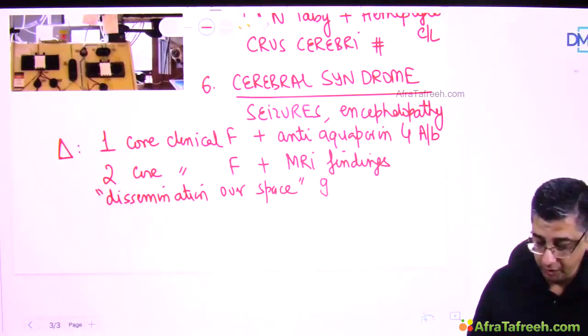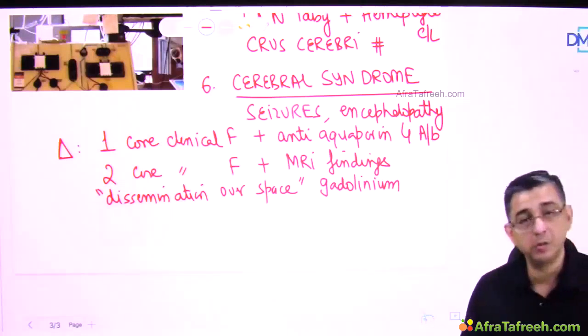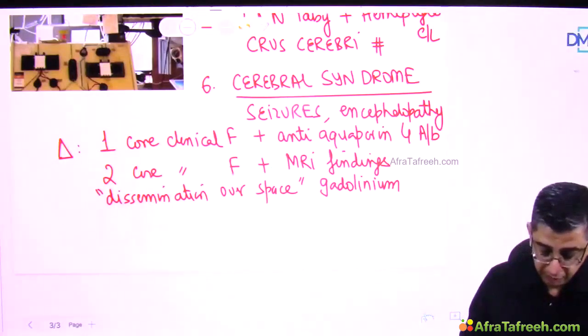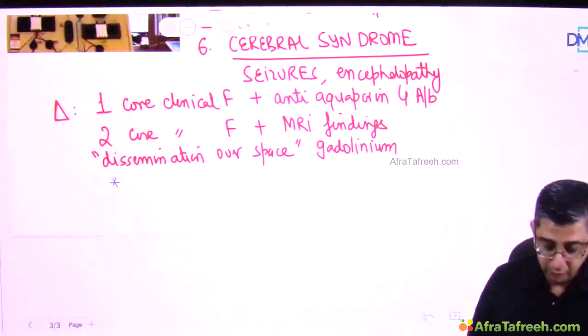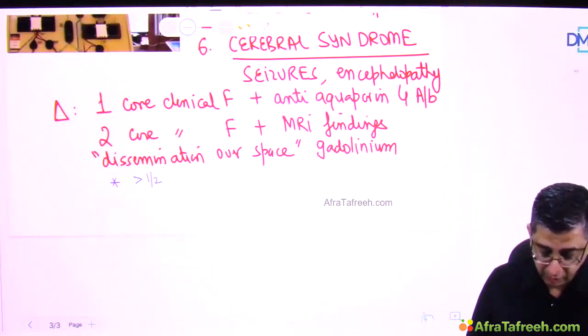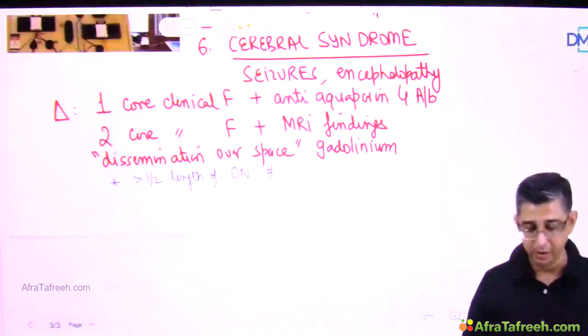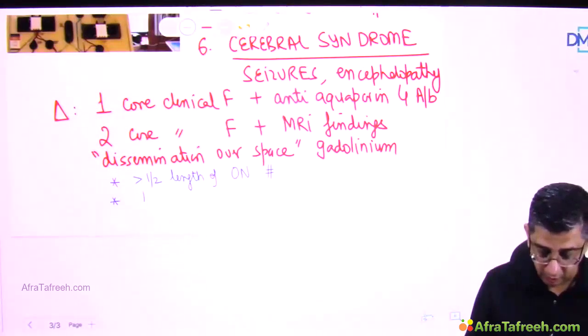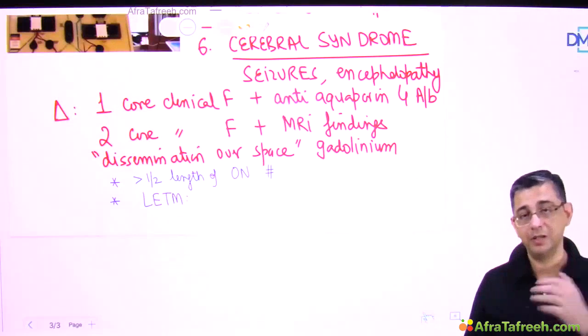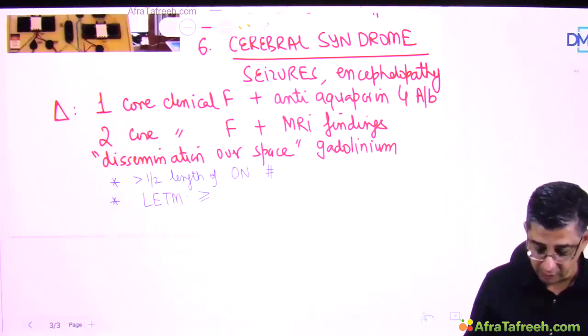along with obviously MRI findings, which would usually be a gadolinium enhanced MRI. Via gadolinium MRI, because I want to demonstrate the damage to the blood-brain barrier. The findings on MRI of this patient are mainly with respect to the optic nerve. So he says more than half the length of the optic nerve inflammation should definitely be demonstrated. Or he will say longitudinally extensive transverse myelitis. LETM is longitudinally extensive transverse myelitis, which is spreading over more than 3 segments.